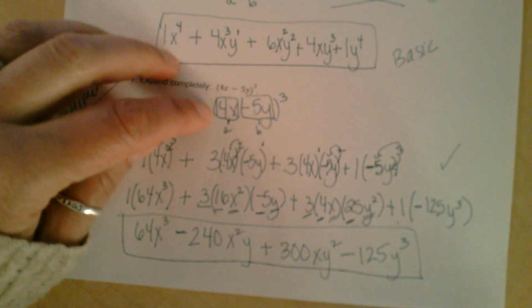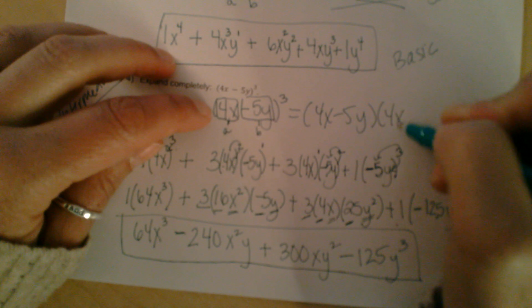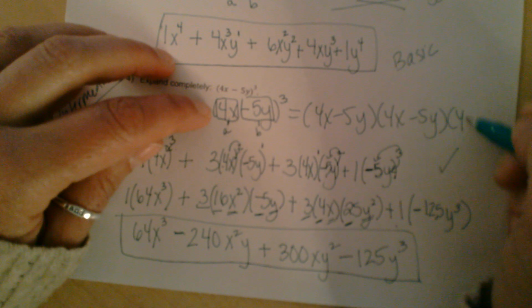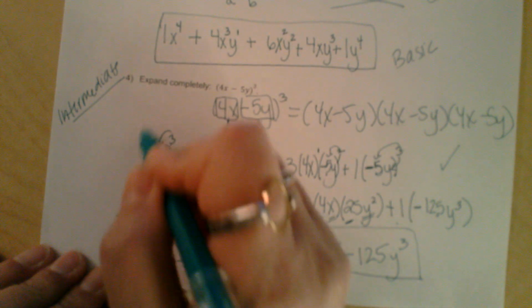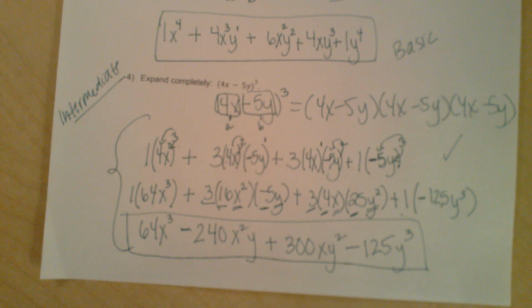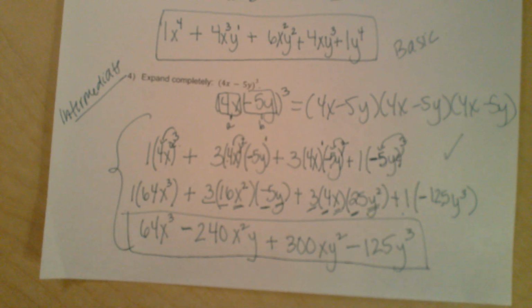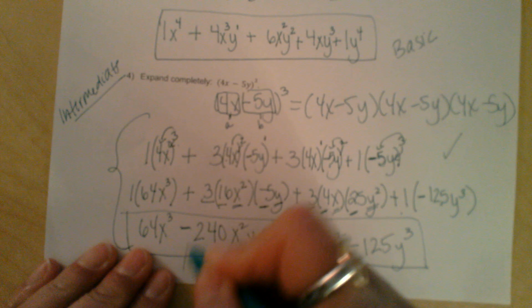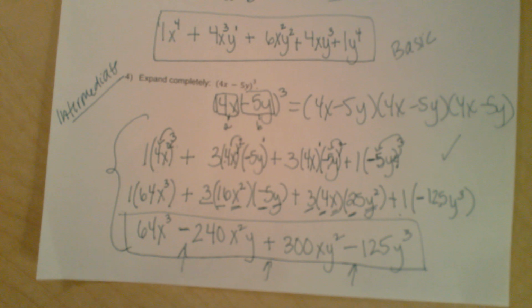To multiply this out, we would have had to multiply 4x minus 5y times 4x minus 5y times 4x minus 5y. And instead of having to do all of that, we were able to use Pascal's triangle. You just really have to be careful. You have to put things in parentheses and do it step by step so that you're not mixing up your numbers and you're making sure your signs are coming out correctly. So this has been Pascal's triangle and binomial expansion. As you see, we used it to expand. I hope it helped.